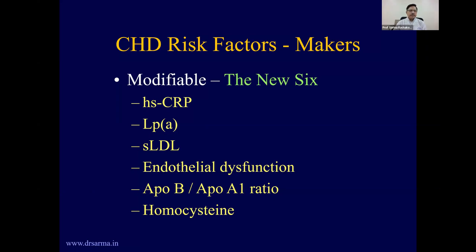Now we come to the markers of CHD risk. What are the markers? HSCRP, LPA, SLDL, endothelial dysfunction, ApoB/A1 ratio, and homocysteine. You must routinely measure these. These are modifiable. I have treatment for HSCRP. I can treat LPA. I can treat SLDL. I can reduce the endothelial dysfunction and ApoB/A1 ratio and homocysteine. These six are called the modifiable six or the new six. Let us go into each one of them. Let us start with HSCRP.